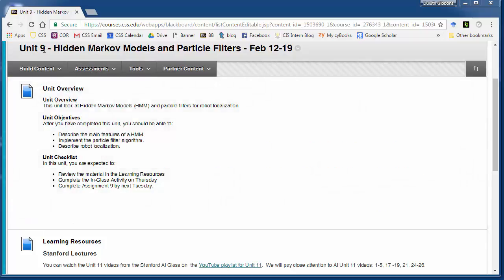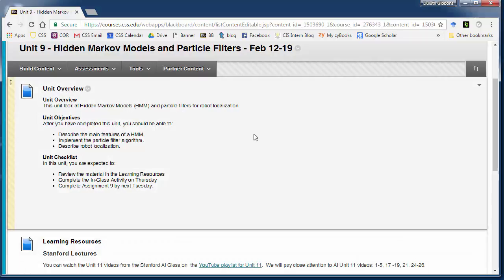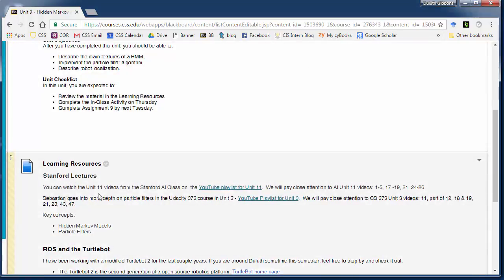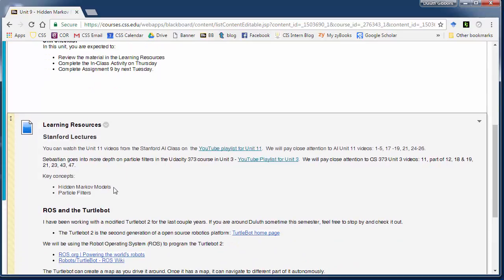Okay, for Unit 9, we're going to look at hidden Markov models and particle filters and tie this into robotics. We'll start with some resources from the Stanford lecture series. We'll start with the normal ones we've been looking at. Unit 11 talks about hidden Markov models and particle filters. So we'll jump into that and listen to Sebastian introduce this.